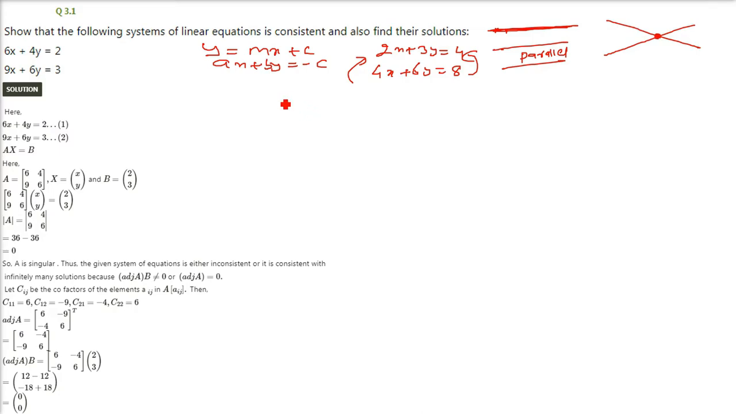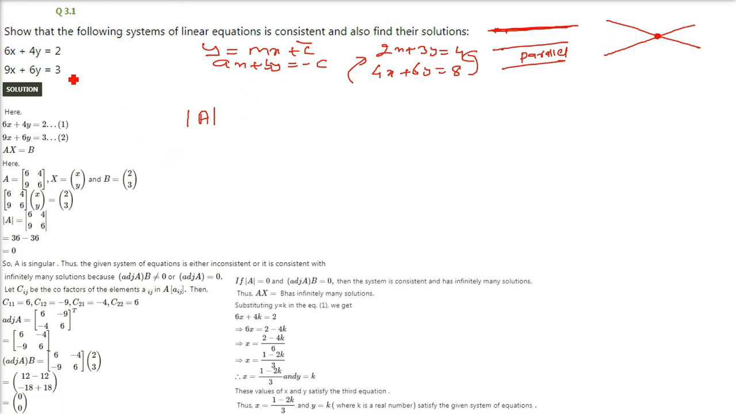Then we have the third case, which is the actual solution, you can say, when you have intersecting lines. So you have to show here that first of all it is consistent, and then also to find its solution. So first thing is find out the determinant.